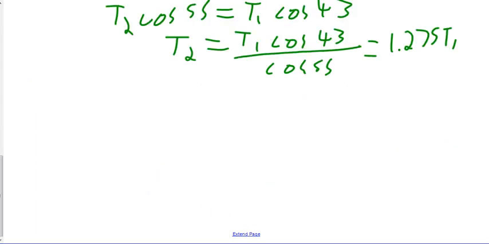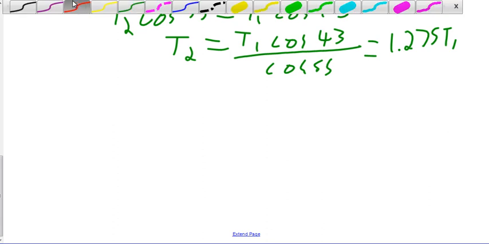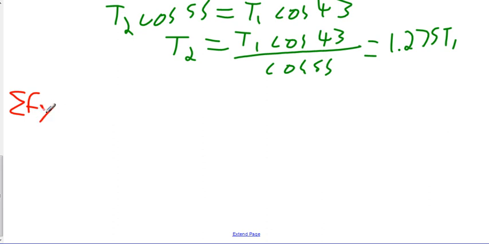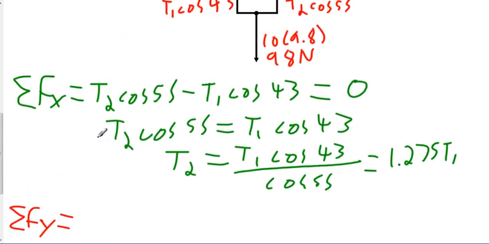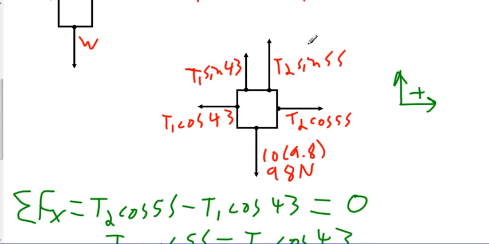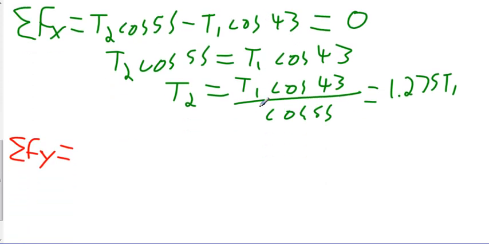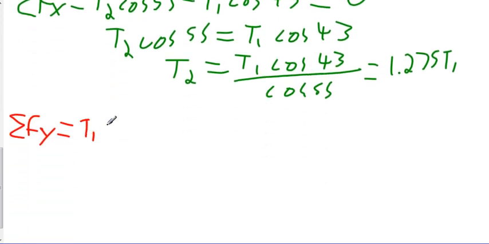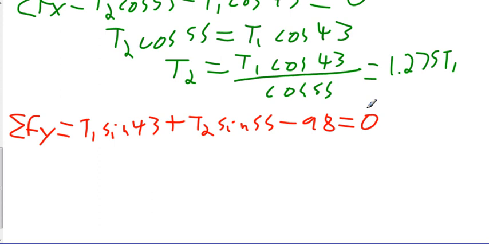Now, we want to work with our vertical. So we do the sum of the forces in the y is equal to, and we can look back at our free body diagram, we'll have T1 sine 43 plus T2 sine 55 minus 98. So it'll be T1 sine 43 plus T2 sine 55 minus 98 is equal to 0. Now, actually what we can do is we can go and substitute in this value. So we know that T2 is equal to 1.275 T1. So we can plug this in over here.